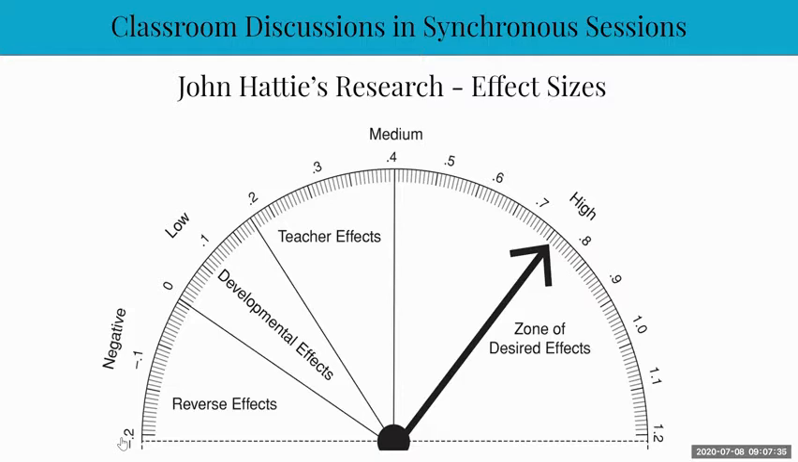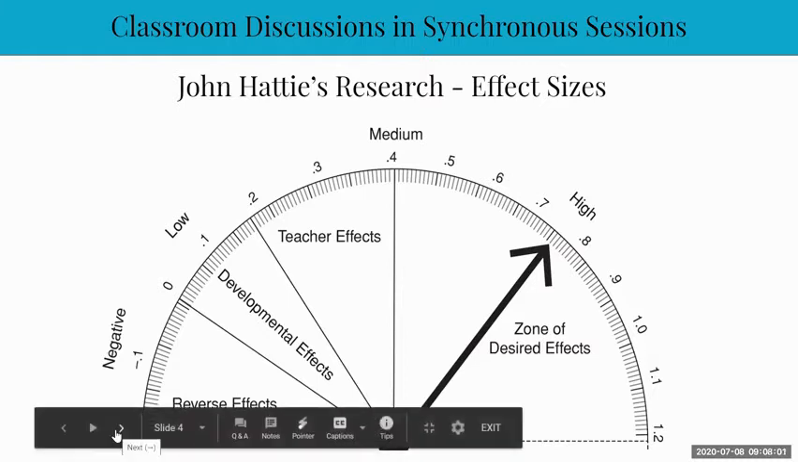And he literally looks at thousands of schools and classrooms, millions of students, and he looks at different types of inputs, things like home life, community, socioeconomics, but then he also, of course, looks at instructional strategies. And for each input into the classroom, he measures what he calls the effect size. And if you look at this kind of semicircle chart, you can see that 0.4 is right in the middle.